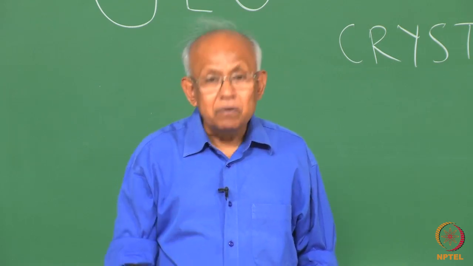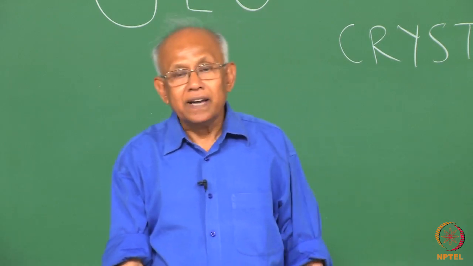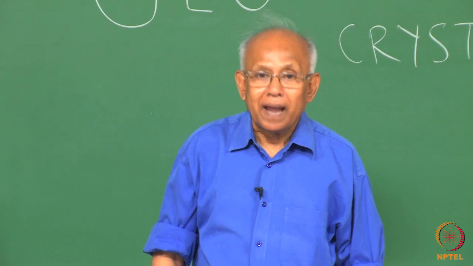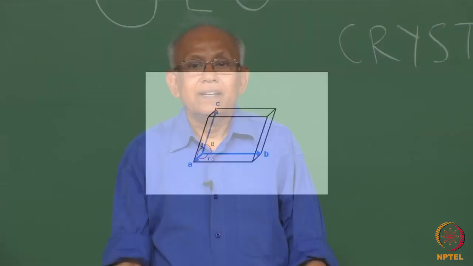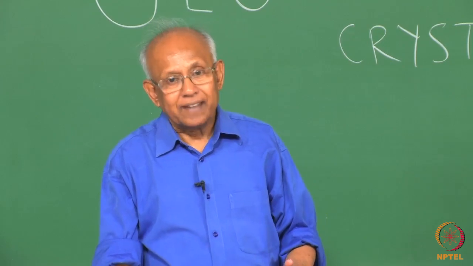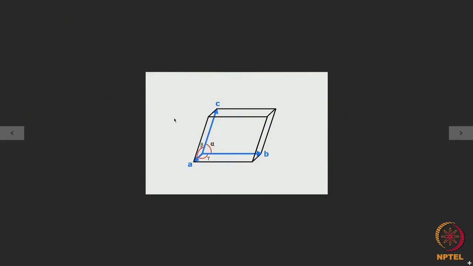Now, the unit cell can be defined by some parameters. One way of defining a unit cell is by talking about these vectors A, B and C. We call them the lattice parameters. There is another way of saying the same thing.